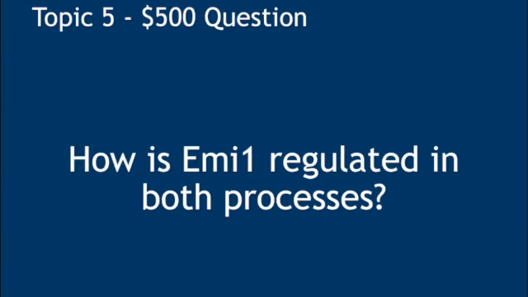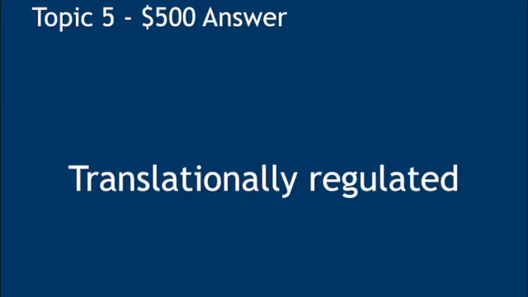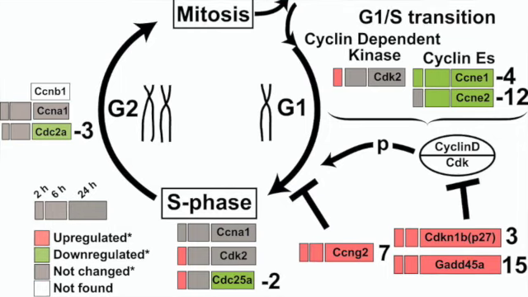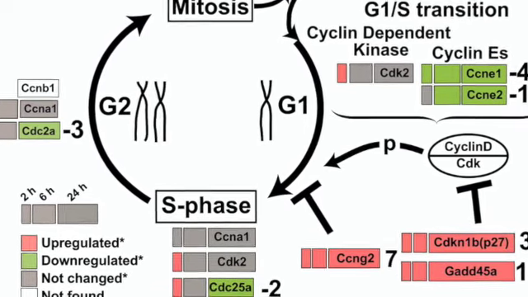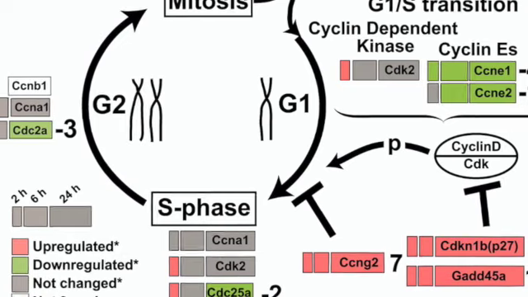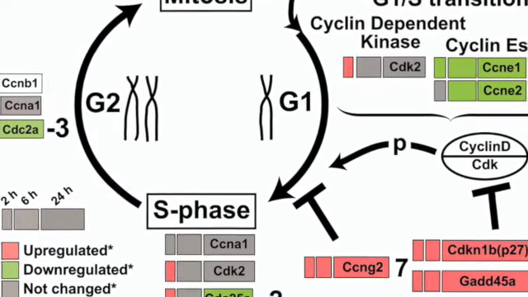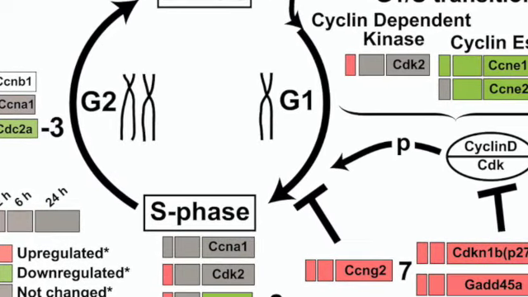So all in all, the EMI1 gene is translationally regulated in both mitosis and meiosis, and this just overall goes to show that whatever the situation is, different processes, having translational regulation is very important at the level of gene expression in order to cause such vast differences in certain things such as daughter cells or unique cells.